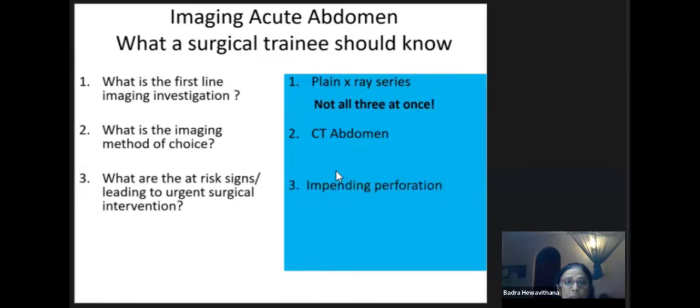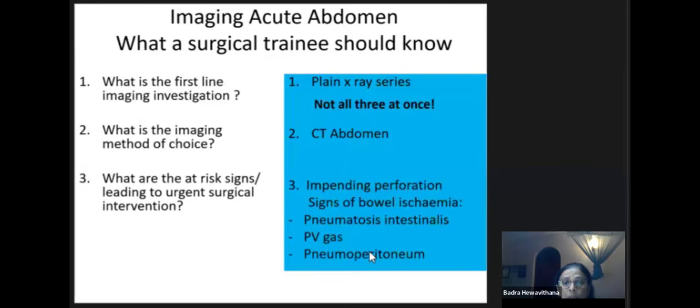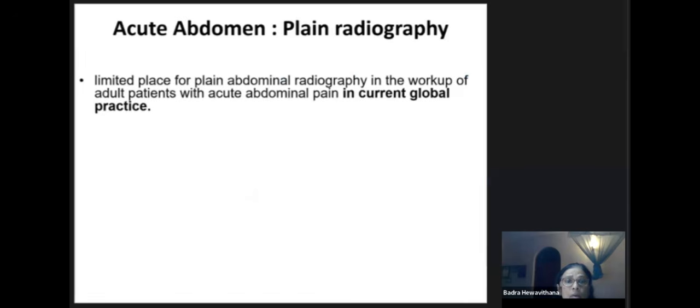So what are the at-risk signs? You need to identify the at-risk signs, such as impending perforation, signs of bowel ischemia. What are the signs of bowel ischemia? Pneumatosis intestinalis, portal venous gas, and pneumoperitoneum. So I'll be dealing with these things separately.